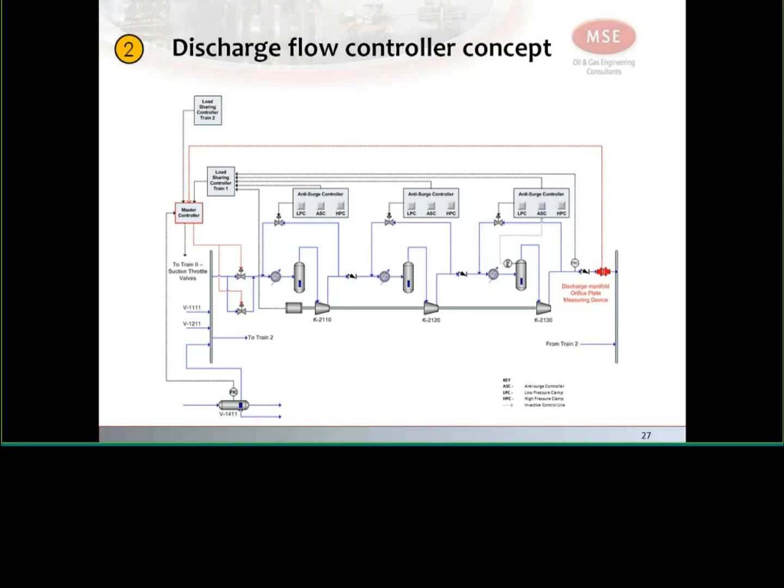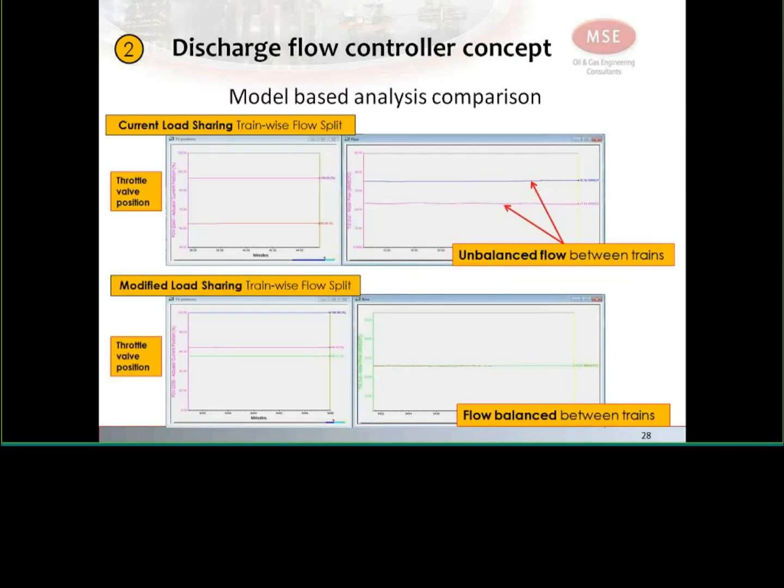We did not just come up with the logic. We actually tried it out and simulated it. The top graph on the left is the throttle valve position, and on the right are the loads of the two trains. You can see we tried tuning it. The system is much more stable, but we could never get it to load share because of this vast difference in performance. But then when we tried our new modified logic, and came up with the throttle valve positions for that logic as well, you see how both trains are operating and the flows are pretty evenly distributed.